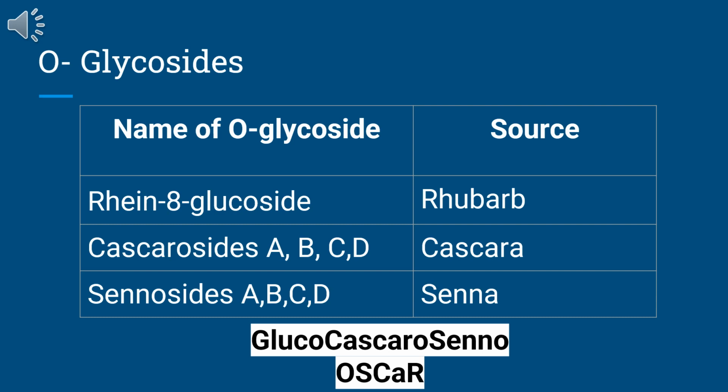Sennosides A, B, C and D, which are obtained from senna. Sennosides are O glycosides. You can remember it in two ways. First method is remember three words: gluco, cascaro, senno. Gluco for glucoside, cascaro for cascaroside, senno for sennosides. Another method is remember the code OSCAR. O for O glycoside, S for sennoside, Ca for cascaroside, R for rhein 8-glucoside.